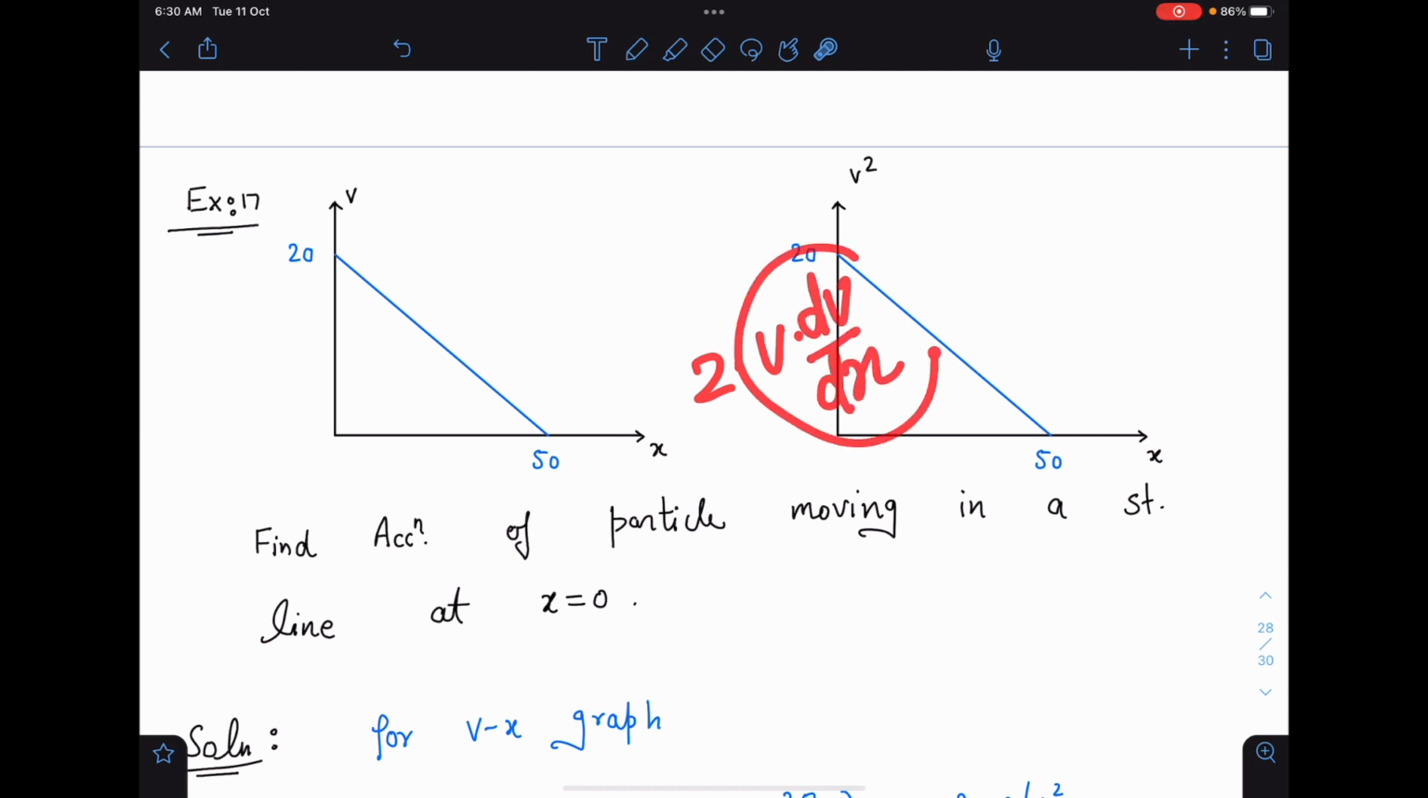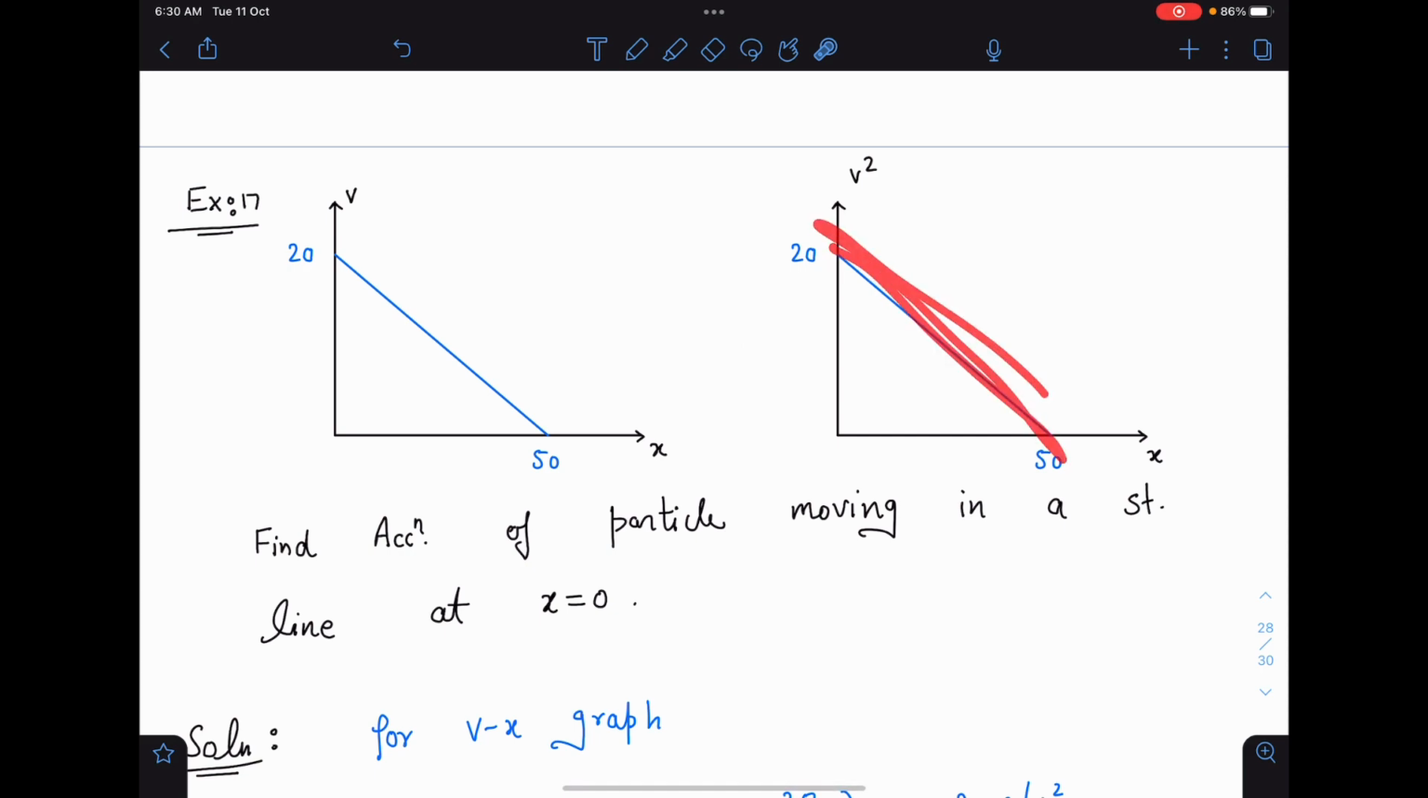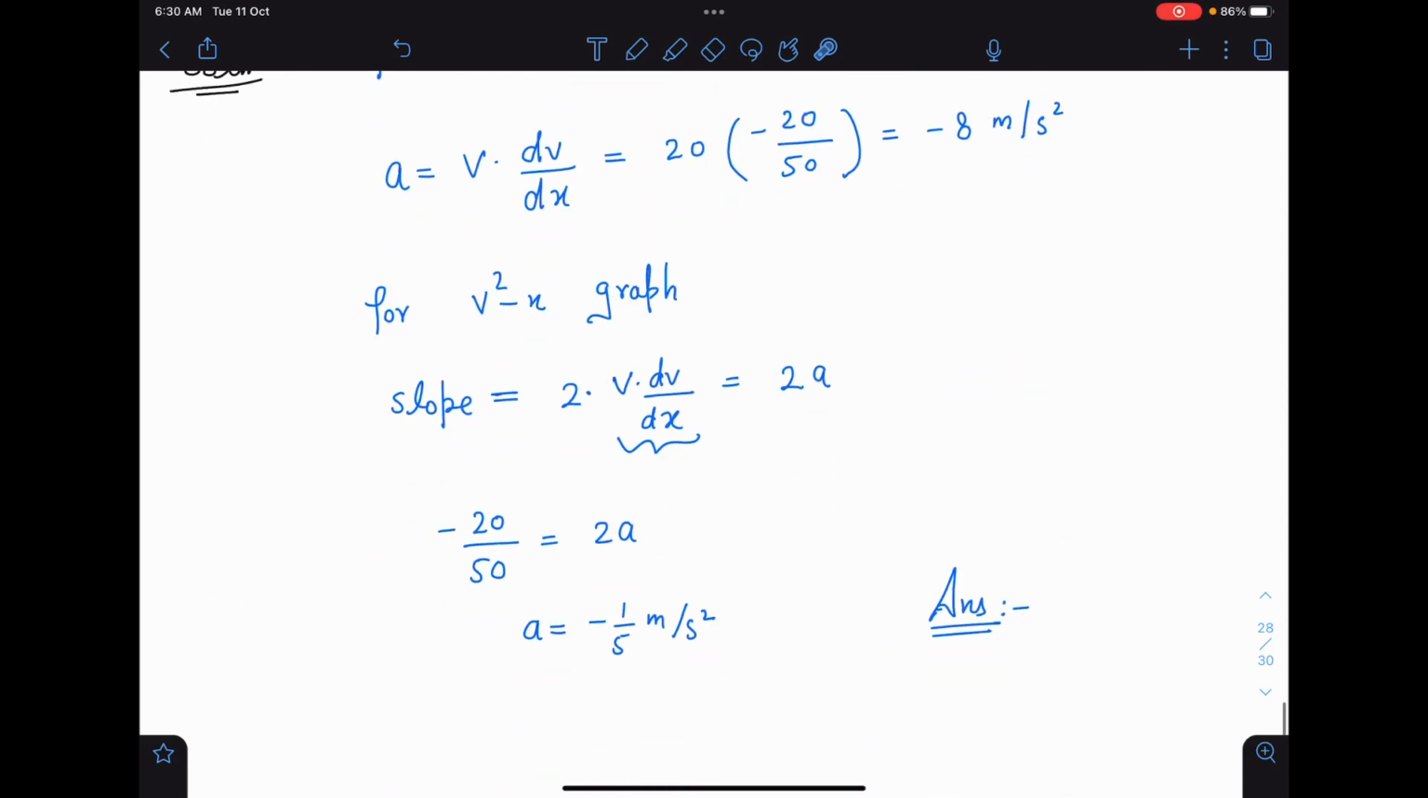Similarly, for the V square X graph, that is 2 times V dV by dx. So its slope is double the acceleration. So the slope is minus 2 by 5, and double of that you can see here, that is 2a. So minus 2 by 5 is 2a. So a is minus 1 by 5 square. So this is going to be the answer.